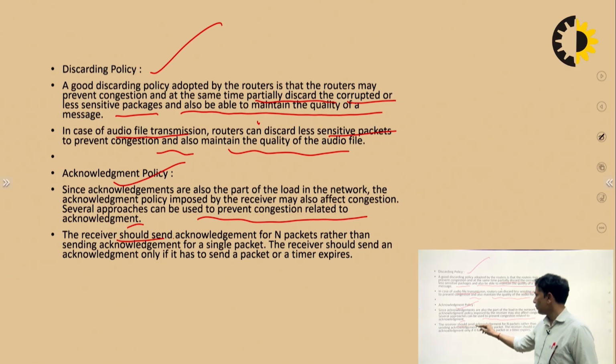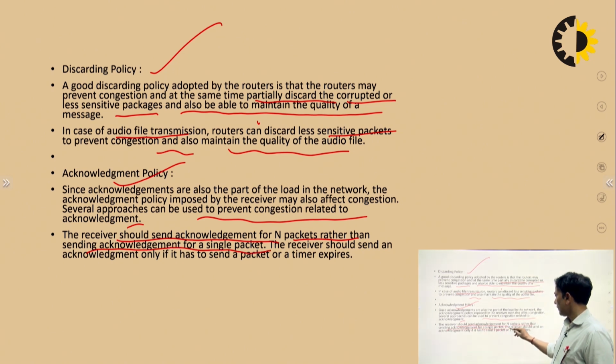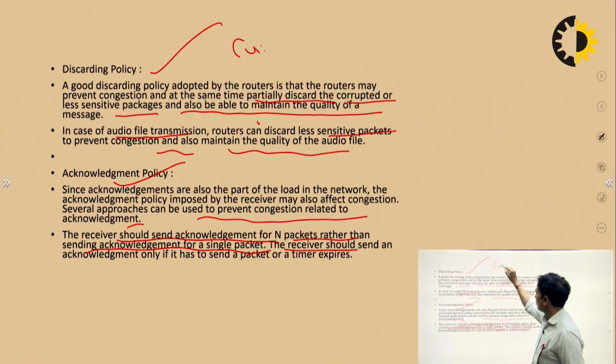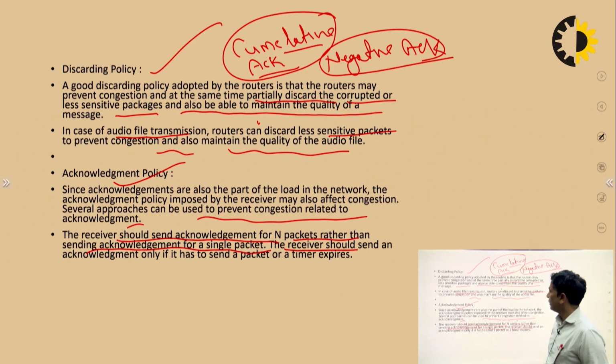The receiver should send an acknowledgement for n packets rather than sending an acknowledgement for a single packet. This is known as cumulative acknowledgement. There is a concept of cumulative acknowledgement. Similarly, negative acknowledgement. All these come under the acknowledgement policy.